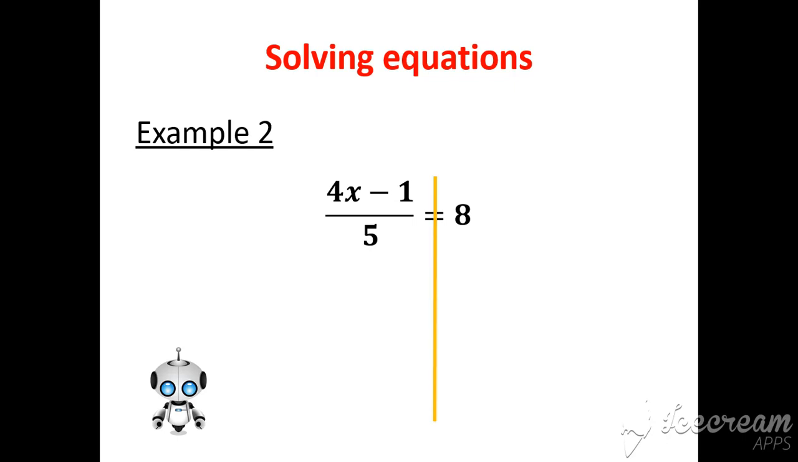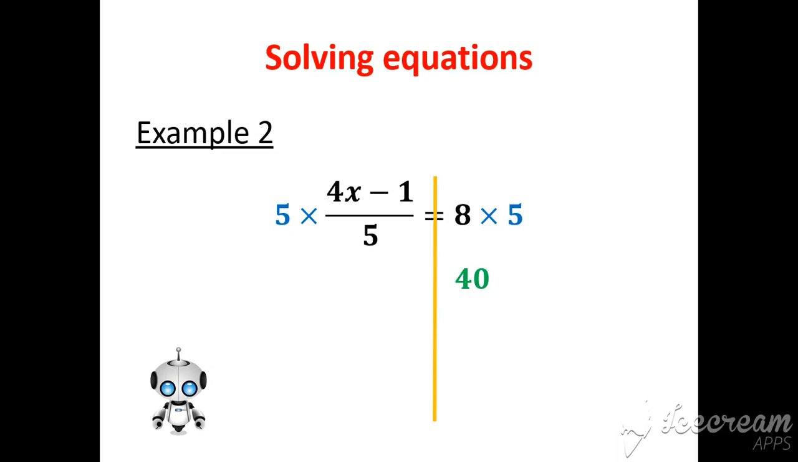Right, line down the equal sign. Left-hand side, right-hand side. Whatever you do to one side, do to the other. Right, let's get going. See this divide 5? Let's get rid of dividing by 5 by multiplying by 5. Multiplying by 5 on both sides. On the right-hand side, 8 times 5 gives us 40.